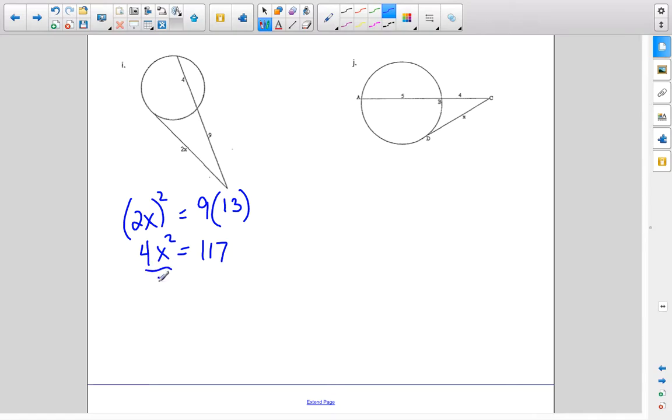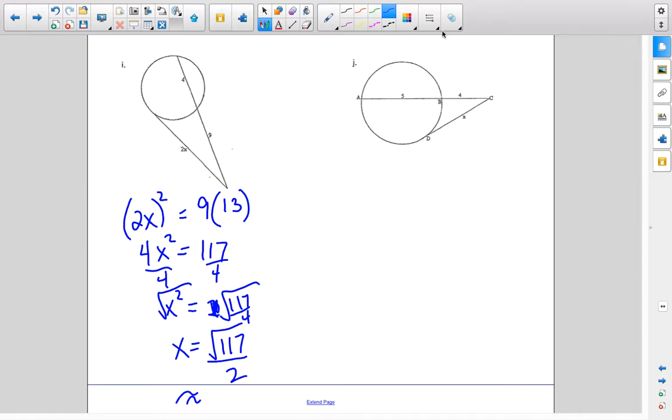Let's see if we can divide both sides by 4. So we could get x squared equals, let's see, 4 goes into 11 twice, 3 left over. Holy smokes, that's not going to work. So 117 over 4, and we need to take the square root of both sides. So x will equal the square root of 117 over 2, because I can take the square root of 4. And you can put that in your calculator if you want to get an approximation.